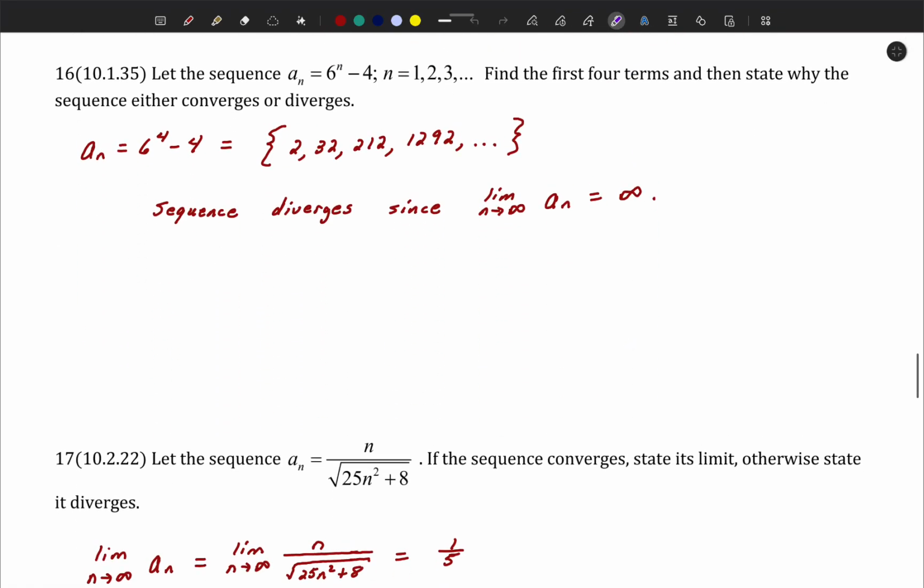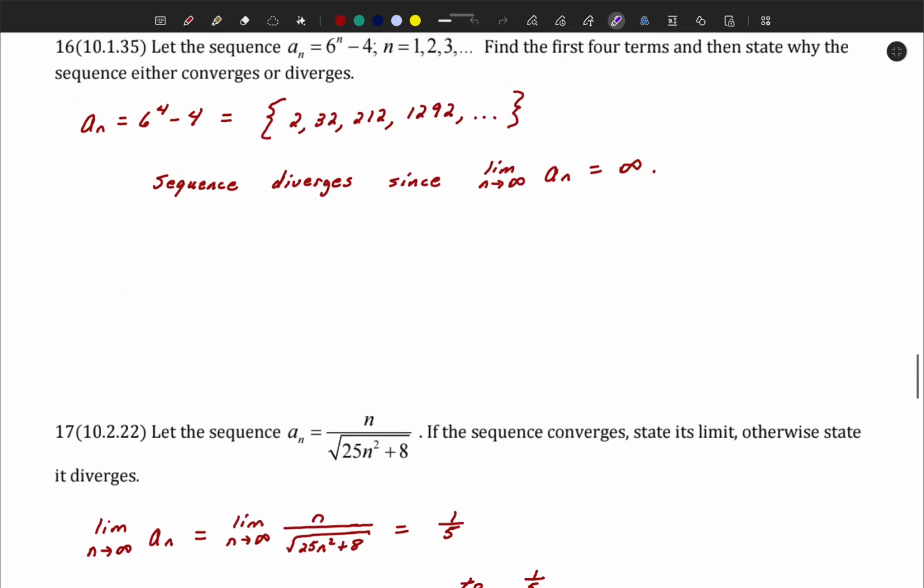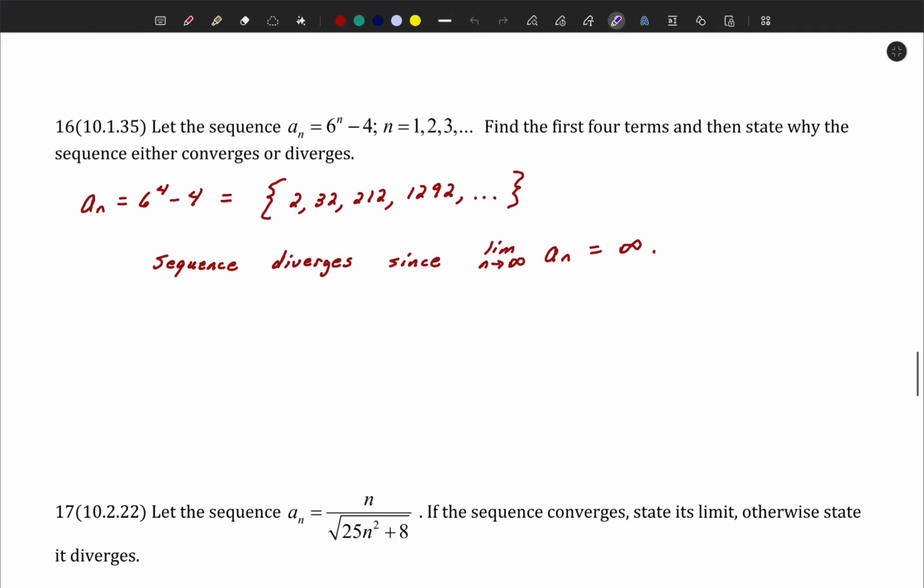For problem 16, we're starting chapter 10 where we look at sequences and series. It looks like 16 and 17 are sequences, which then means the rest of the problems are all series. With a sequence, you're going to have a general formula that represents the terms of the infinite series. So we have the general formula here, a sub n is equal to 6 to the n minus 4, starting at n equals 1. Find the first four terms and state why the sequence either converges or diverges. So this was pretty straightforward.